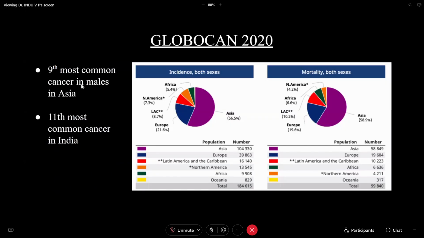According to Globocan 2020, laryngeal cancer is the 9th most common cancer in males in Asia, and it is the 11th most common cancer in India. The larynx is an integral part of our body, considering its location as well as function. Even the slightest derangement of function can alter phonation, breathing, and swallowing, as well as affect the patient's quality of life.